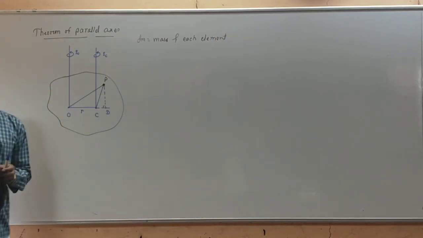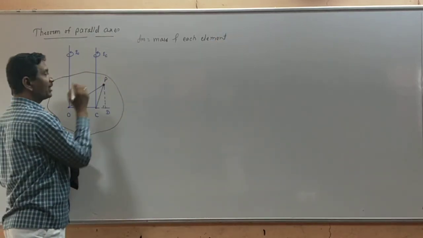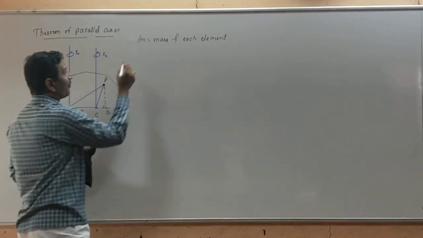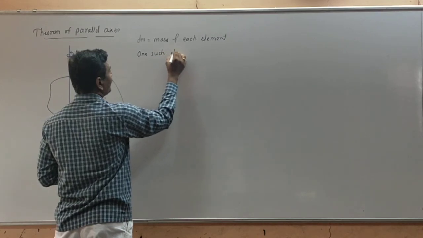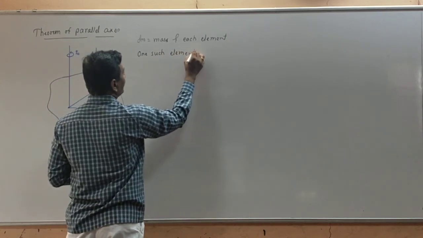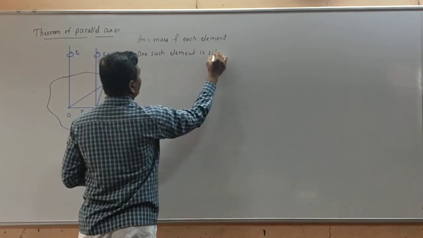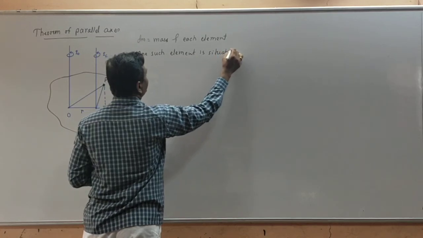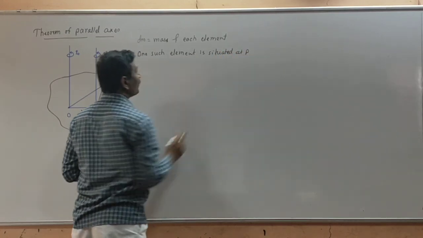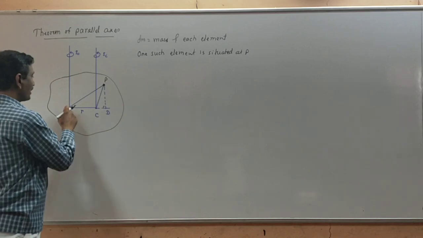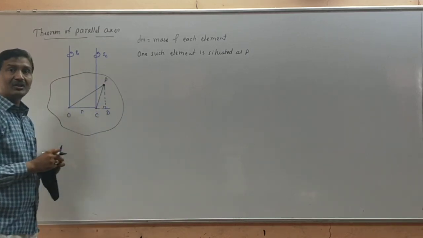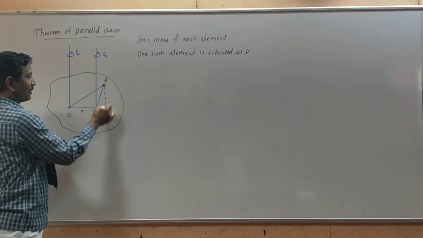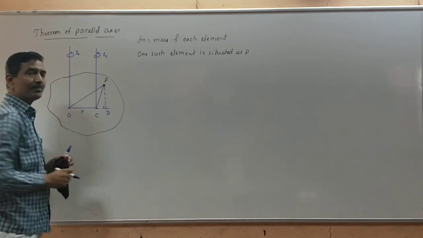Consider one such element which is situated at point P. Now what is our construction? We draw the segment OP, we draw the segment CP, and third one is what? We draw the perpendicular from point P on OC produced.